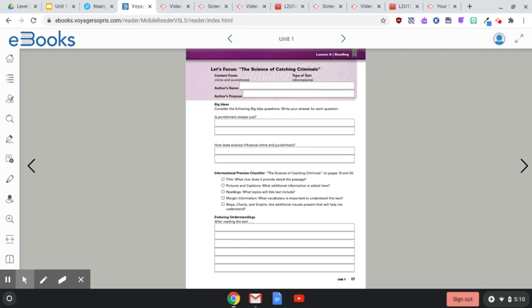Let's read the headings together. Ready? Put your pencil pointer on the first heading. Read it with me. At the crime scene. Next heading? Back at the lab. Last heading? The power of forensic science. Let's take a moment and compare the text features of a nonfiction text like The Science of Catching Criminals with the format of a fiction text like Holes. What do you notice?